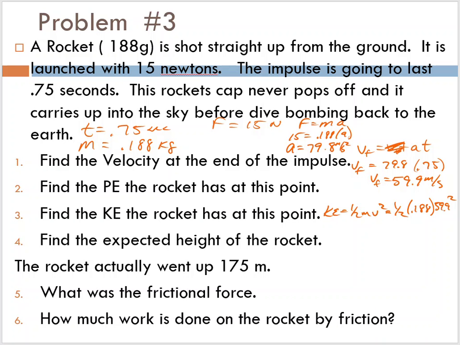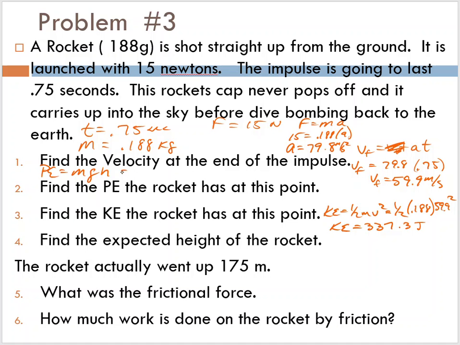Okay, hopefully you guys paused it. And when you did that, you got a kinetic energy that was equal to 337.3 joules. Now let's go back to the potential energy of the rocket at this point. To find the potential energy, we've got to use mass, gravity, and height. We're going to use gravity and height because it's gravitational potential energy we're talking about here because of its height.